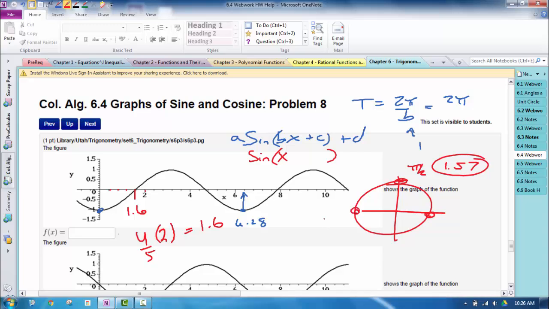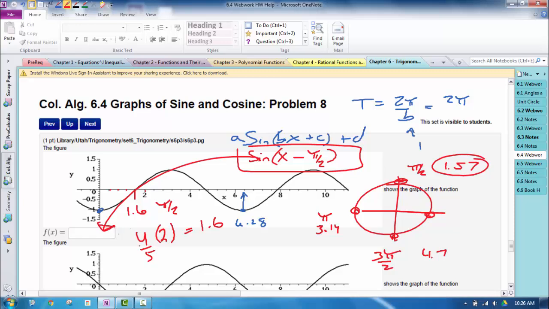And then obviously you want to know that this is 3.14, and this is 3 pi over 2, which is 4.7. You want to know those decimal equivalences because a lot of times on a graph, you're going to want to know where these values are. So 1.57, actually this is pi over 2. That means we've shifted this over pi over 2. So I'm going to write x minus pi over 2, and that way we shifted it to the right by pi over 2. So that's my answer that goes right here.